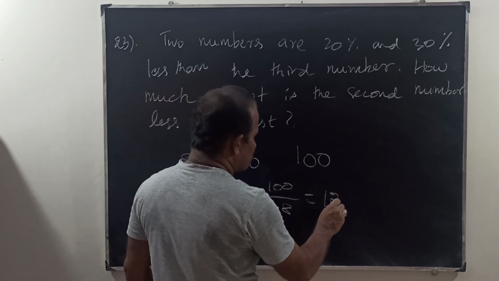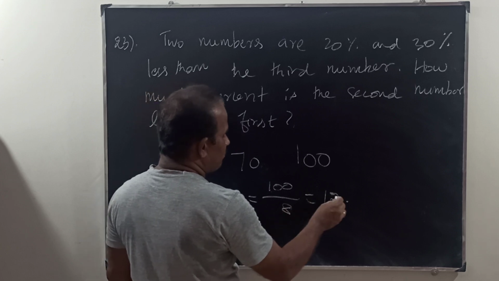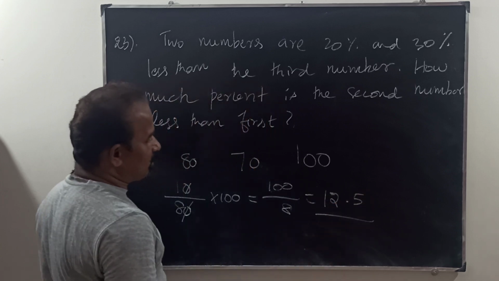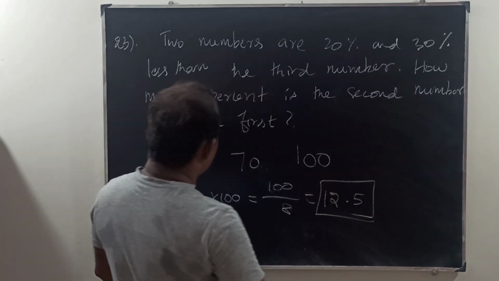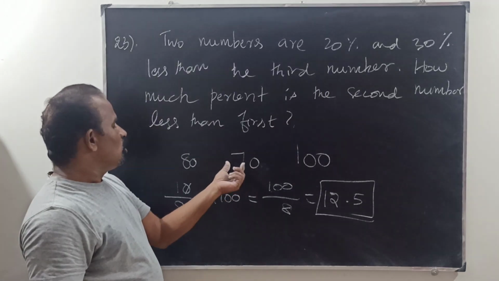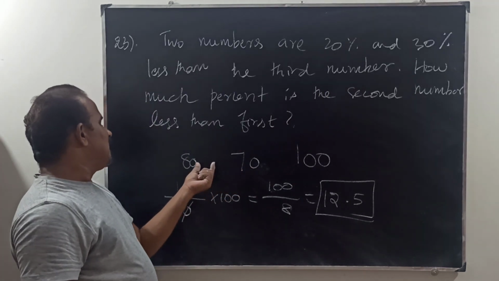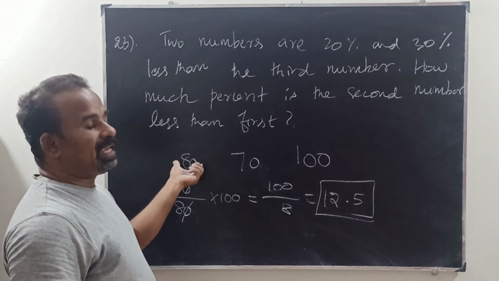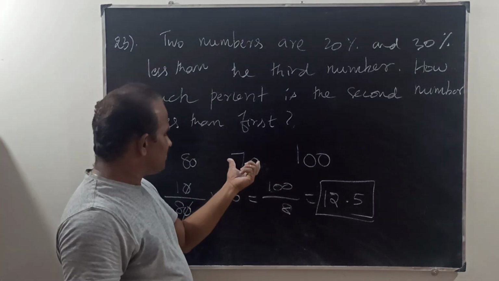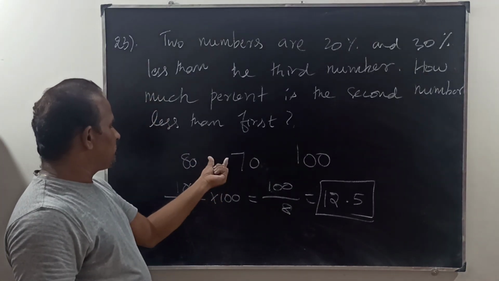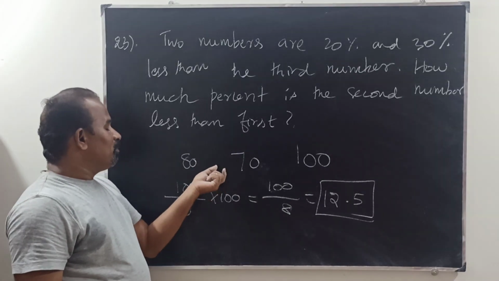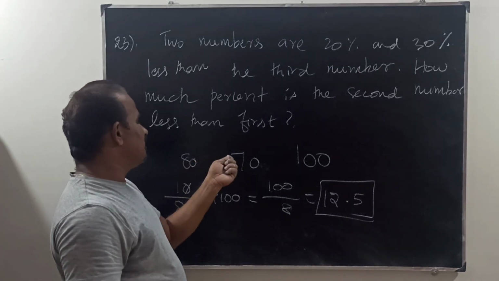20, 2 8s are 16. Remain 40, 5 8s are 40. Therefore the answer is how much percentage? So this 70 is 12.5 percentage less than the 80. The second number, 70, is 12.5 percentage less than the 80. But numerically 10 is less than this.